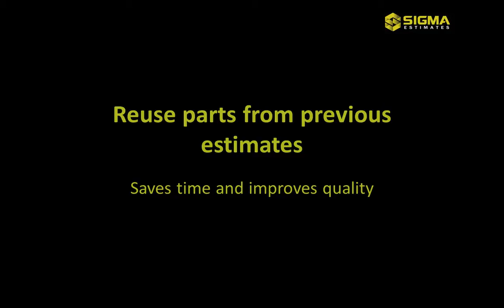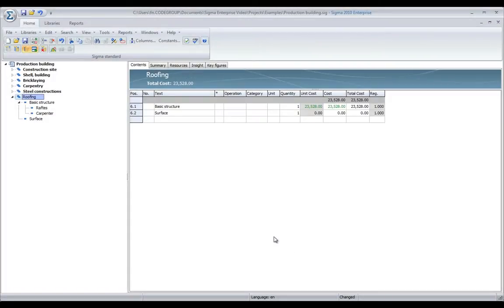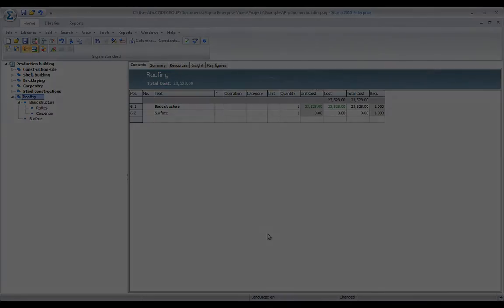Let me show you how to reuse parts from previously generated estimates. This will save you time and improve quality by adding content that you have already built before. Since Sigma is a file-based system, all your projects are saved into files which you can send by mail or store in folders, just like the ones you are used to working with in the Microsoft Office programs. Let me show you how to open a previous project to reuse something.